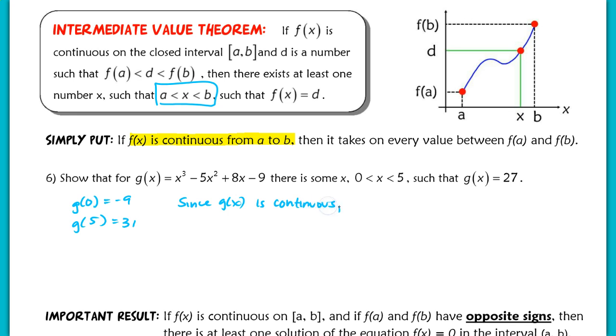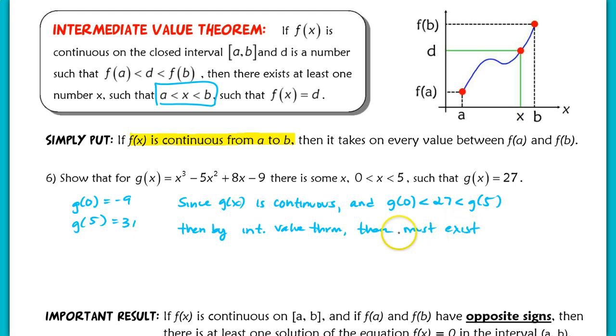That's important here too. Since g of x is continuous, and we can see clearly that g of 0 is less than 27 is less than g of 5, so in other words 27 falls between g of 0 and g of 5, then by the intermediate value theorem, there must exist, it doesn't tell us where it exists, but there must exist some x in the interval from 0 to 5, such that g of x will equal 27.